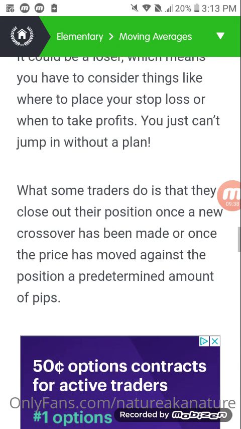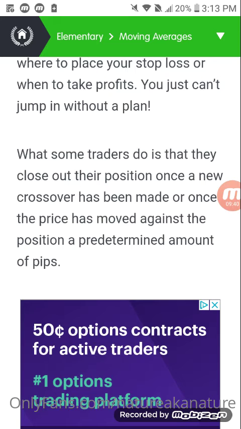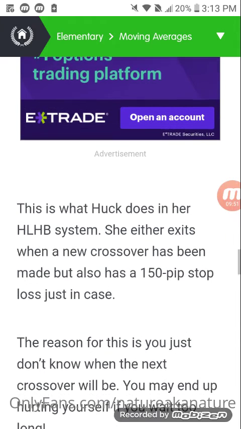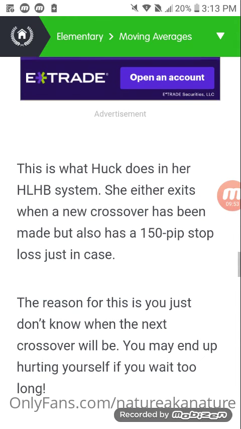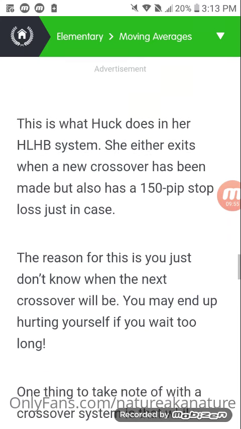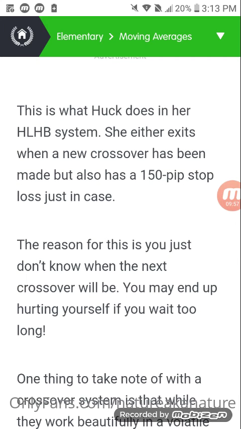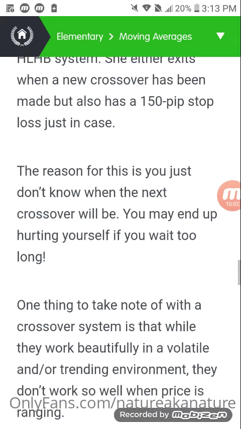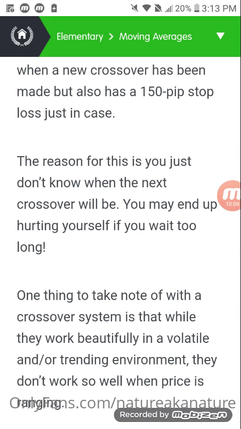What some traders do is that they just close out their position once a new crossover has been made, or once the price has moved against the position by a predetermined amount of pips. Okay, so this is what Hawk does in the LHB system. She either exits when a new crossover has been made, but also has a 150 pip stop loss just in case. The reason for this is you just don't know when the next crossover will be. You may end up hurting yourself if you wait too long.